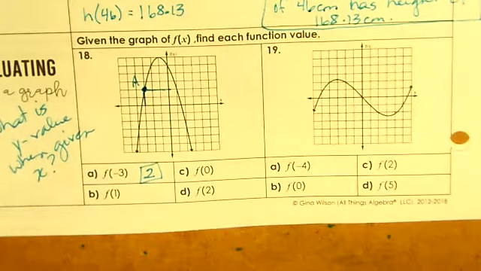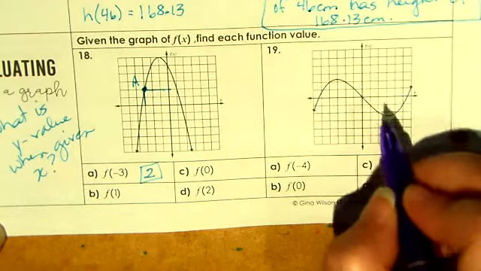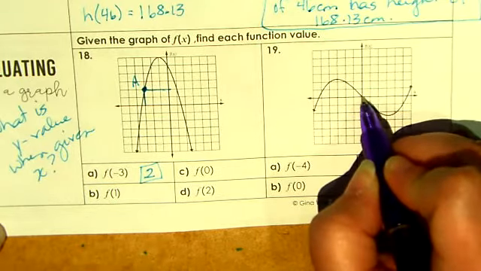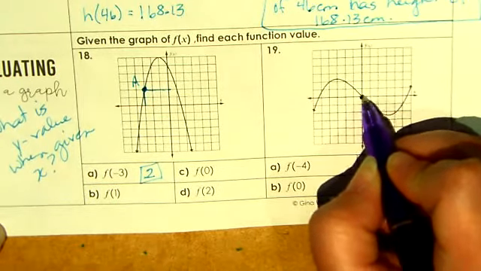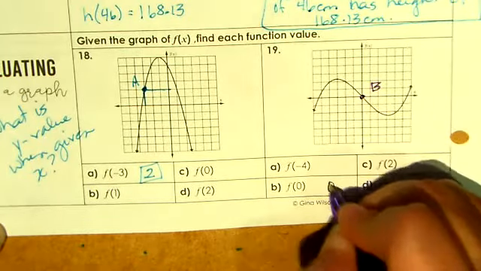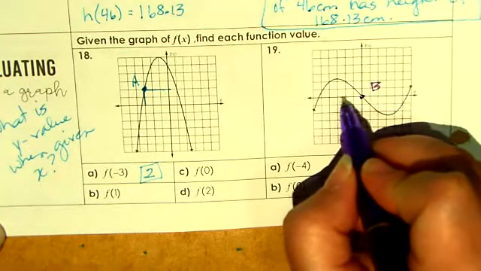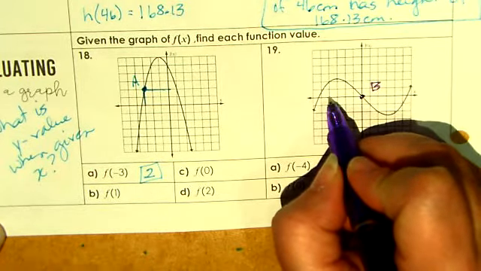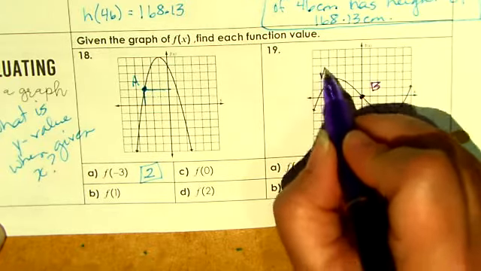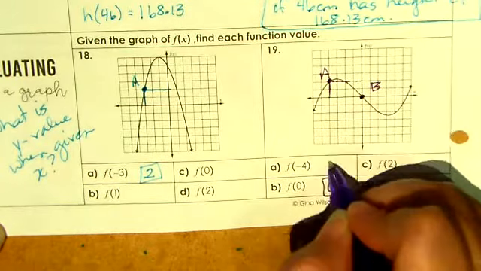If I'm looking at 0, where is it crossing? B, right here. So therefore, it's at the origin. So this answer is 0. If it's at -4, 1, 2, 3, 4, -4, I'm looking to see, it's up here. There's A. Where does it hit? 2.